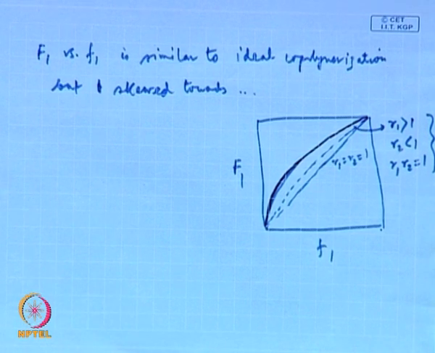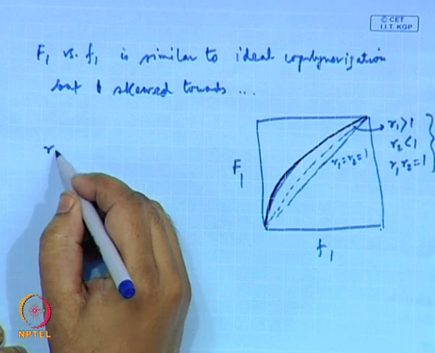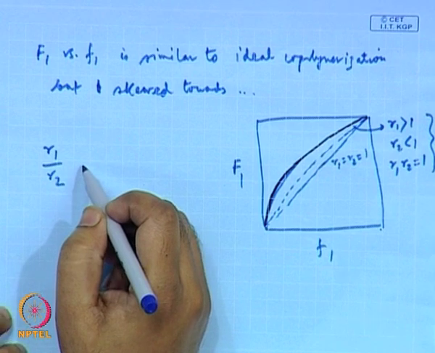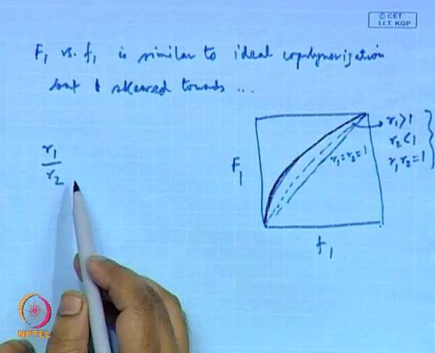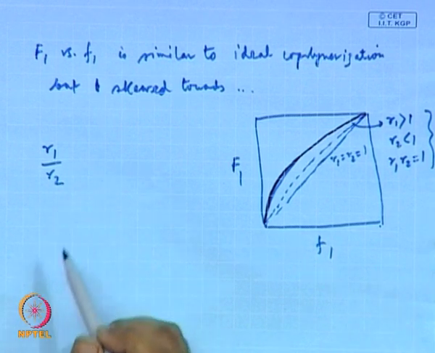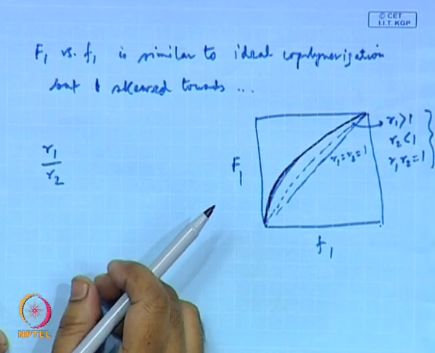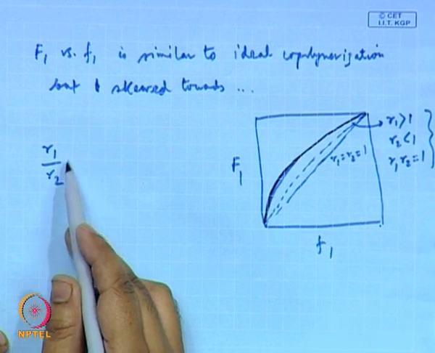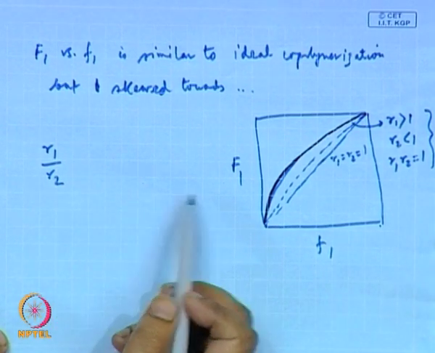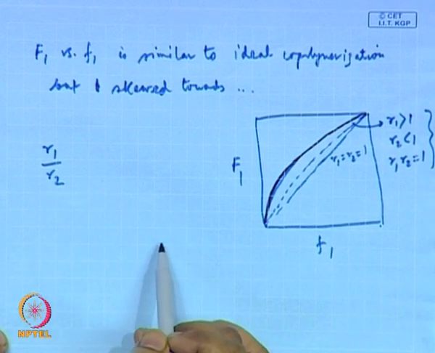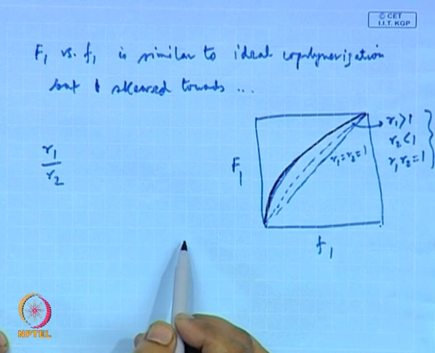The higher this ratio, this r1 by r2, the longer is the continuous sequence of M1 type monomer in the copolymer and shorter is the sequence of the M2 monomer. So, if this is higher, it means the M1 will have a longer sequence in the copolymer and M2 will have a shorter sequence in the copolymer.